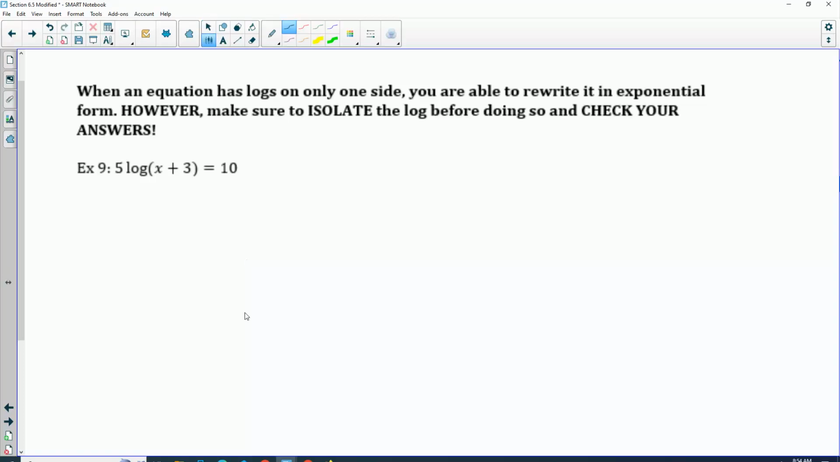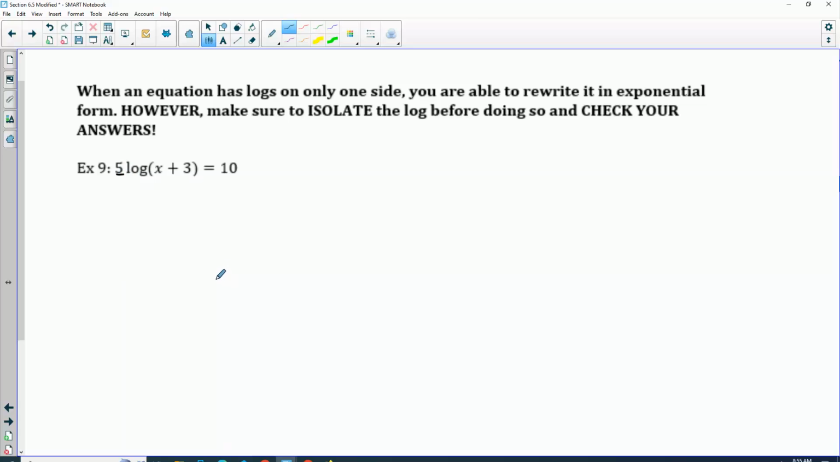It kind of depends on if the original equation has logs on one side only or both sides. If it is one side only, our strategy is going to be like we were doing on that last quiz, changing it to exponential form. But before you can change it to exponential form, that log has to be by itself.